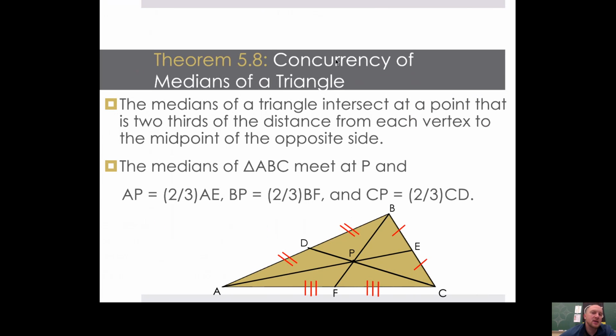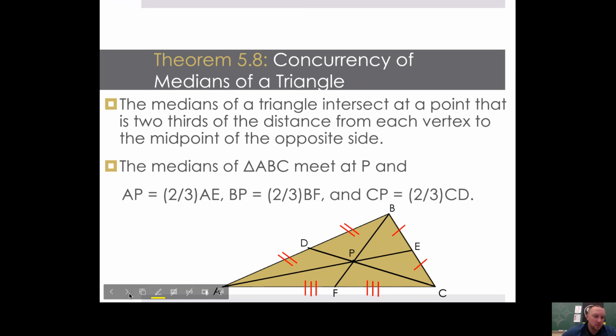Theorem 5.8 tells you about the concurrency of medians of a triangle. So the medians are all going to come together at one point called the centroid. Now, the lengths of these medians you can determine. If you know the length of the median, you can find the lengths of these 2 pieces. Or if you know the length of this little piece, you can find the length of this bigger piece and the whole median. Or if you know the length of this piece, you can find the length of the little one and the whole median.